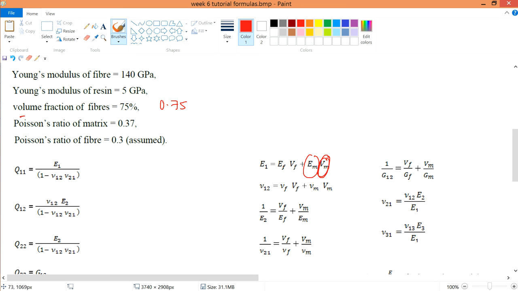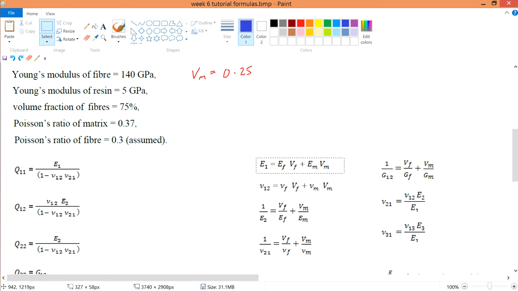Alright, there is no volume fraction of a matrix given, but if you remember, the Vf plus Vm should equal 1. So you know your Vf is 0.75. So what you have is Vm equals 1 minus 0.75, which is 0.25. So your Vm is 0.25. Okay, my handwriting is a bit messy, so give me a while.